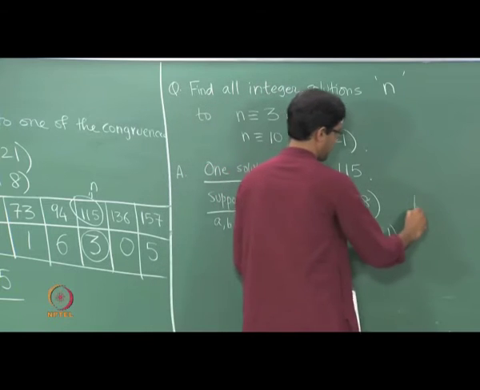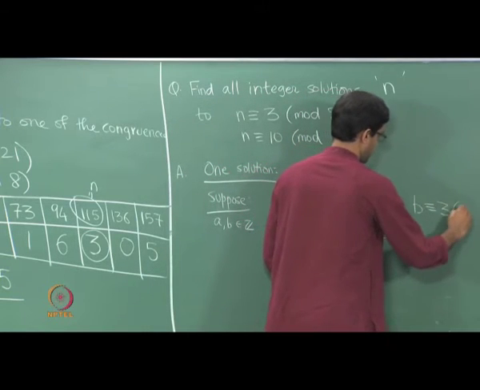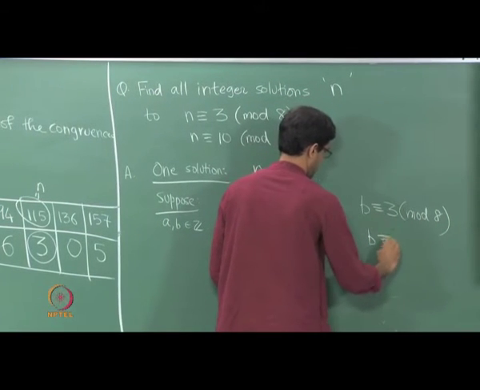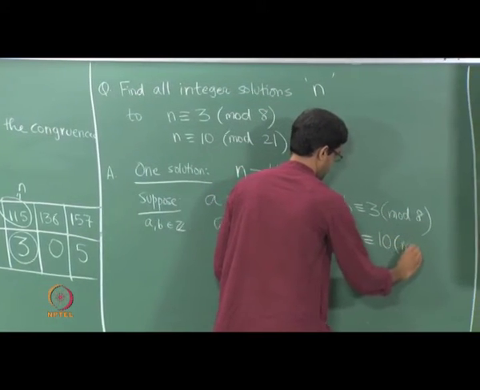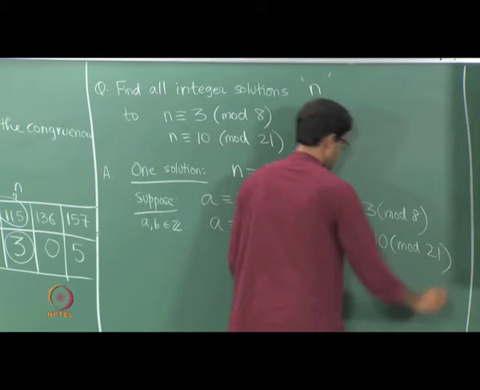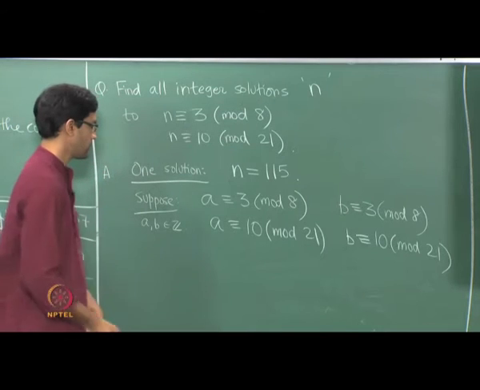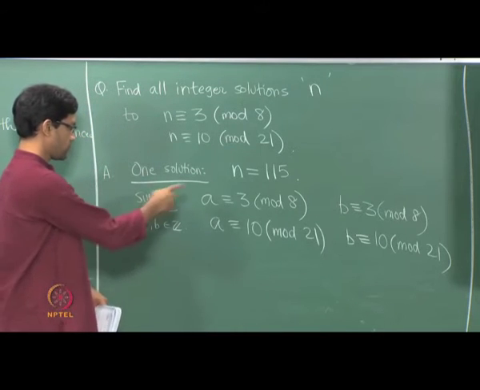B satisfies the same relations. B is congruent to 3 mod 8 and 10 mod 21. What can one say about A and B? Okay, so let's do the following.